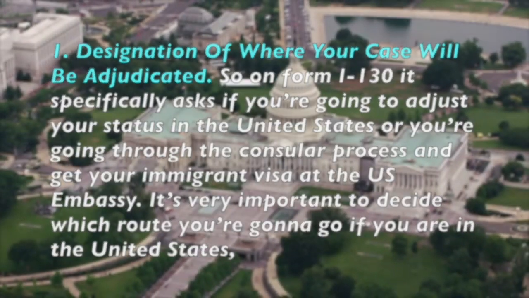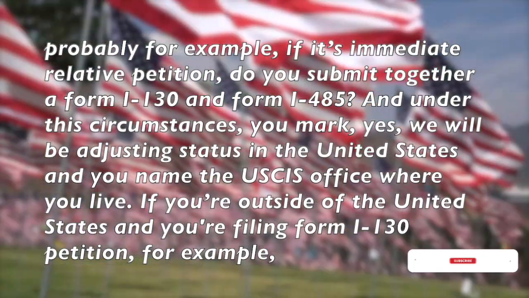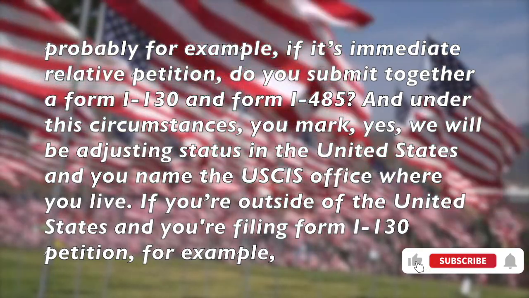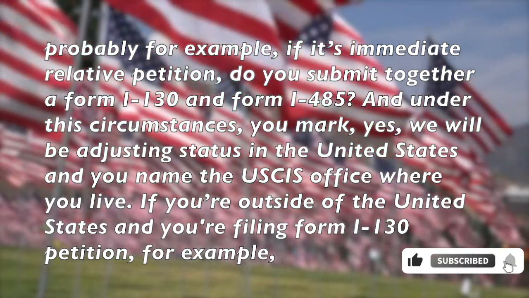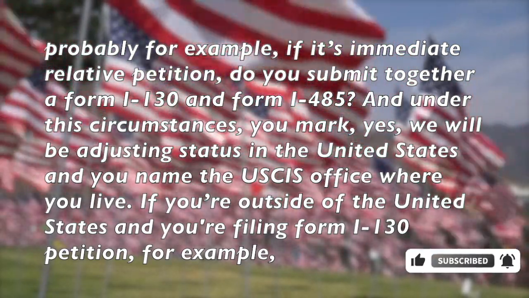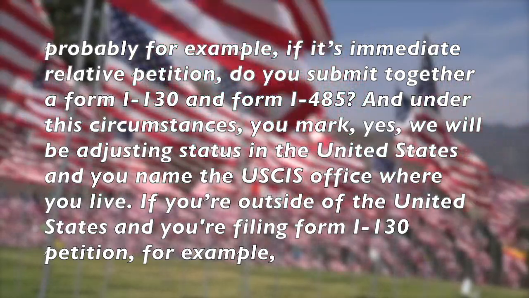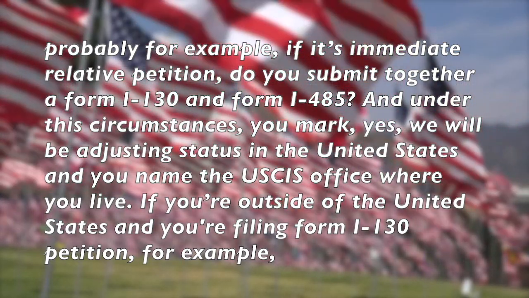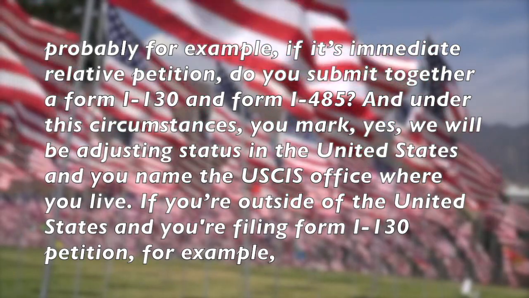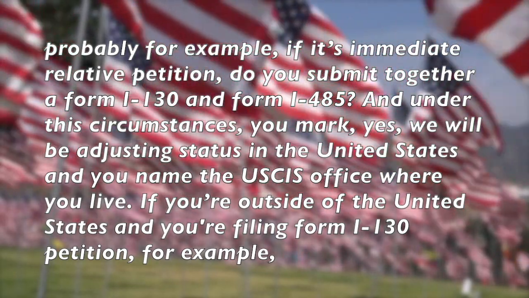If you are in the United States, for example, if it's an immediate relative petition, you submit together a Form I-130 and Form I-485. And under these circumstances, you mark yes. We will be adjusting status in the United States, and you name the USCIS office where you live.